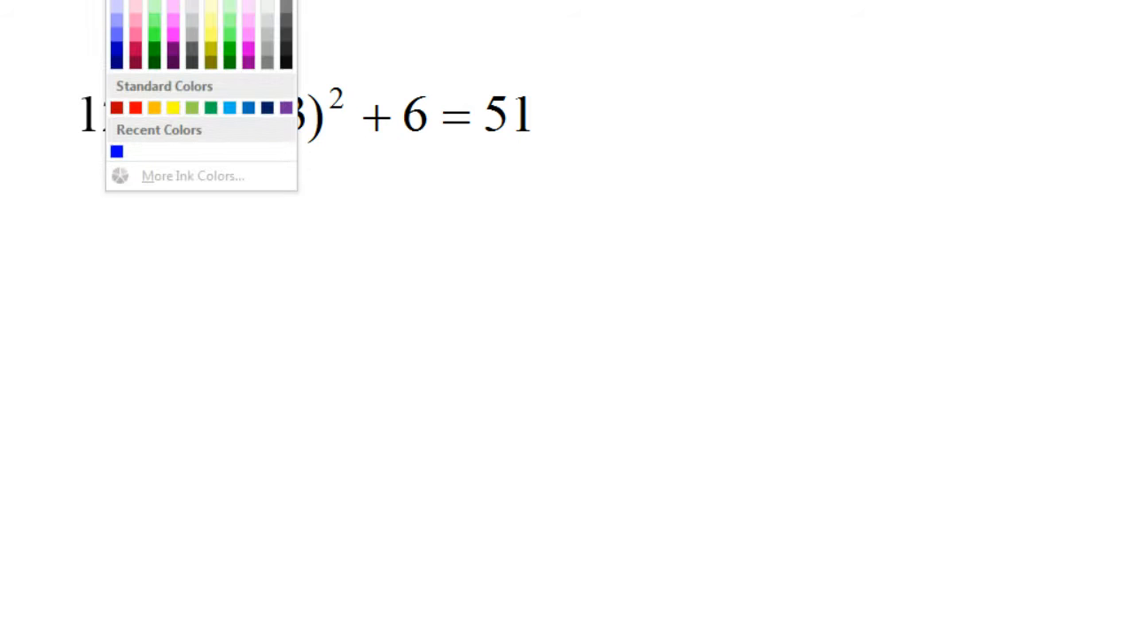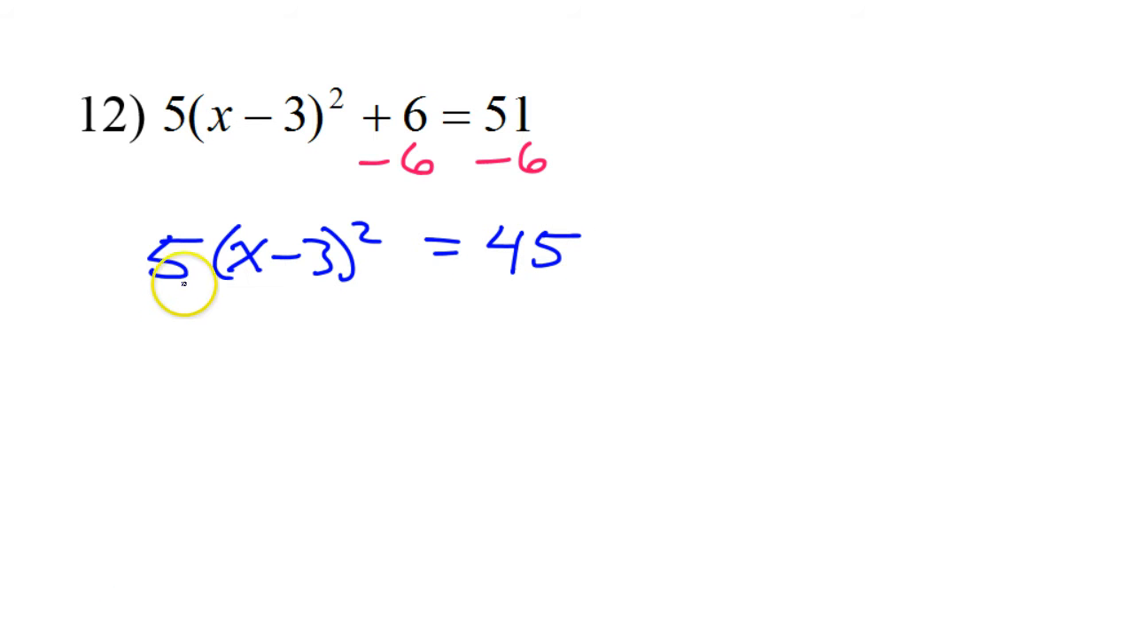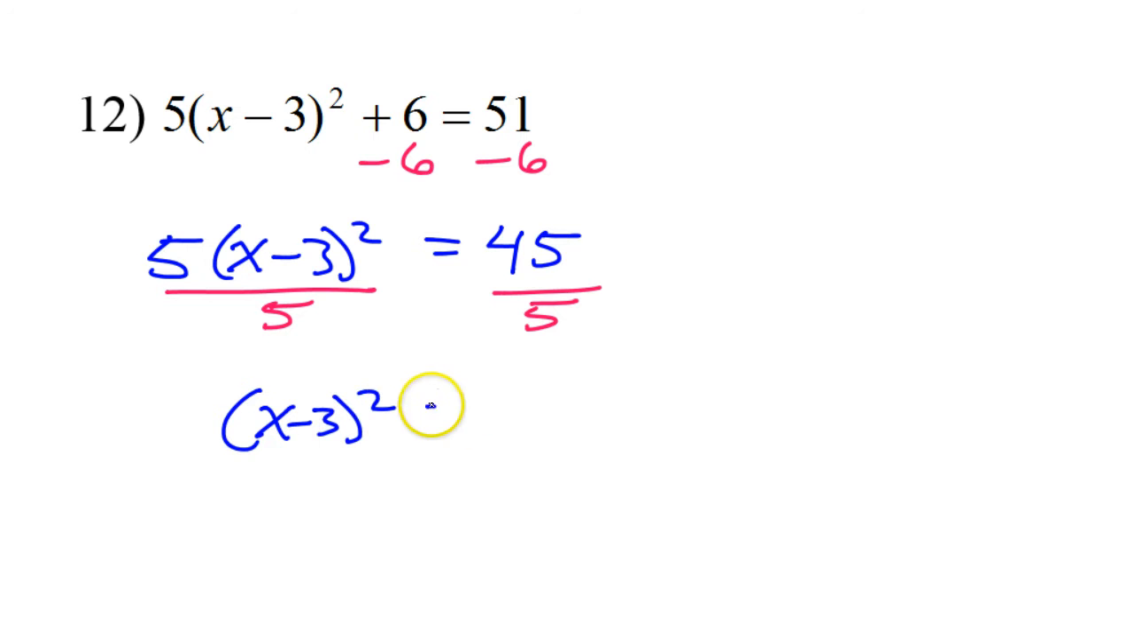So we will subtract 6 from both sides as our first move. So now we'll have 5 times x minus 3 squared is equal to 45. Again, do not distribute this 5, whatever you do. You can't distribute when it's being squared like this. Instead, you want to divide both sides by 5. And that's going to give you x minus 3 squared is equal to 9.